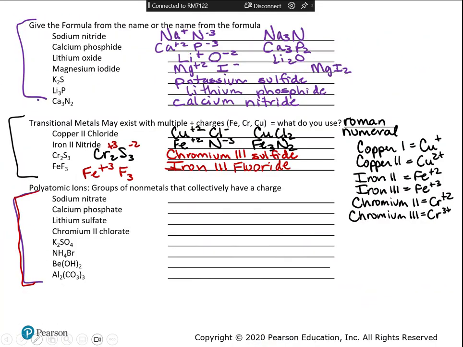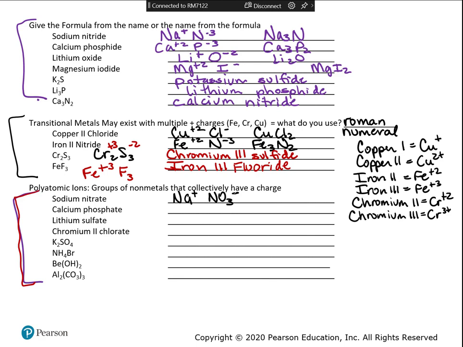All right, let's see how you did. So the first one. So this is going from name to the formula. So sodium nitrate, what do I have to write down first? Na. And its charge? +1, right? And I know because it's in group 1. Remember, the metals are always positive by their group number. Okay? And then nitrate is NO3, and its charge is a -1.